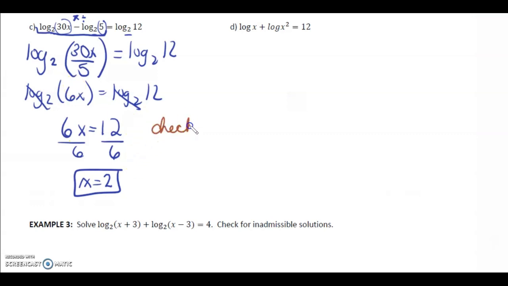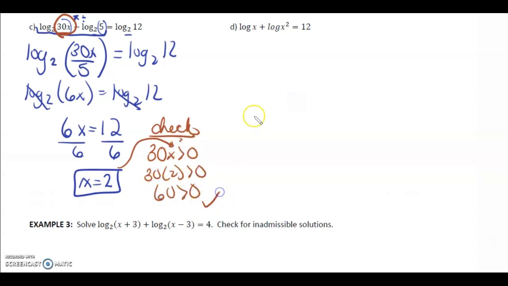Okay, our check for this one. Let's take a look at anywhere where x occurs in the original equation. So we only have the 30x. This is the only x. So we need to check if 30x is greater than 0 when we sub in the 2, when we sub in our solution. Okay, that's the question. So 60 is greater than 0, so this solution holds.